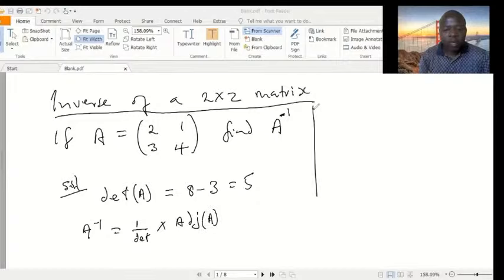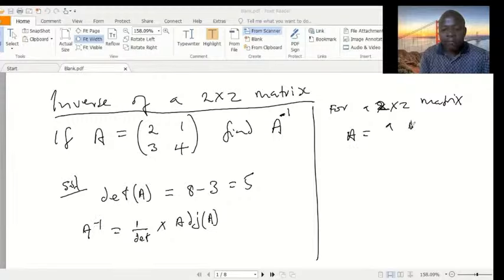Now, for a 2 by 2 matrix, the adjoint, just a minute before you come back to the inverse of A. If A is this, then the adjoint of A, which we shall abbreviate as adj A.